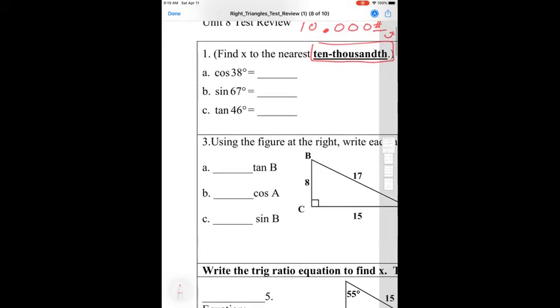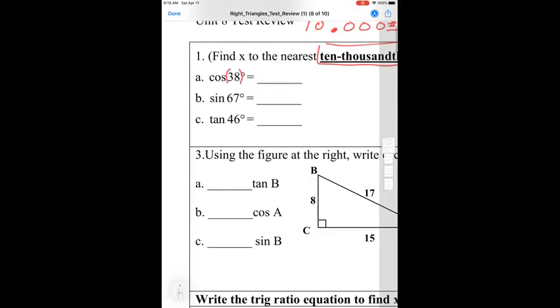So let's take a look at the first one. We have cosine of 38. On an iPhone, I believe you would put 38 first and then hit cosine. On a normal calculator, depending on what you're using, you'll put cosine of 38, hit enter, make sure you're in degrees, and we get 0.7880. Now here, that 0 at the end is not really making a difference, but we'll just leave it.